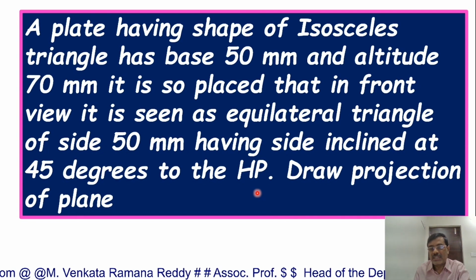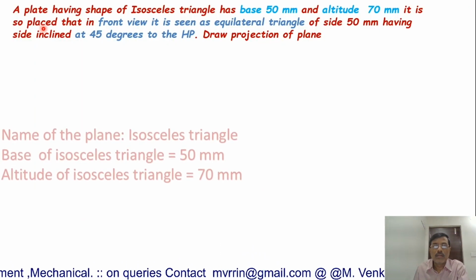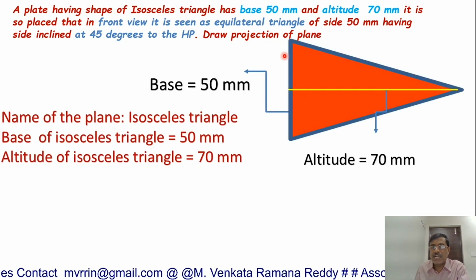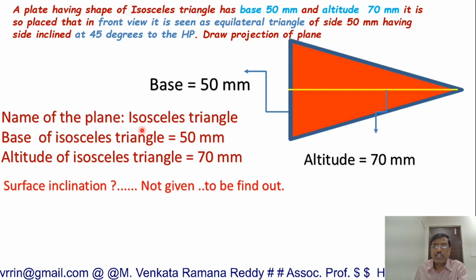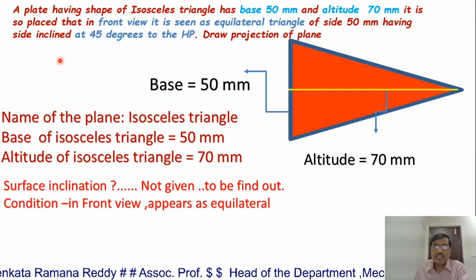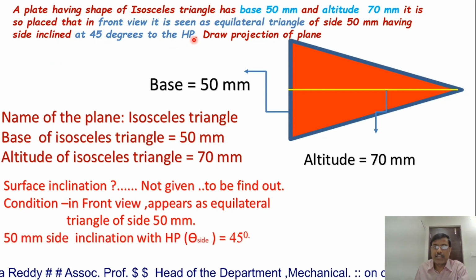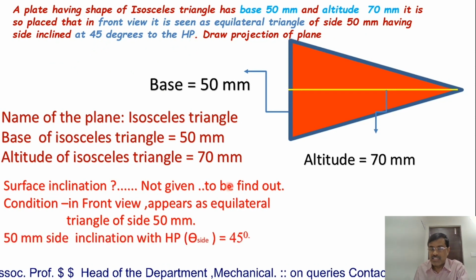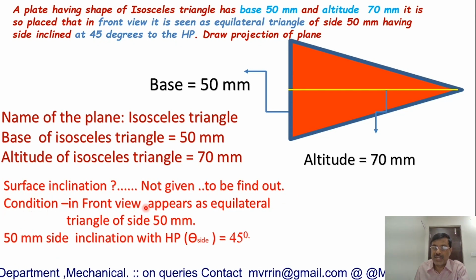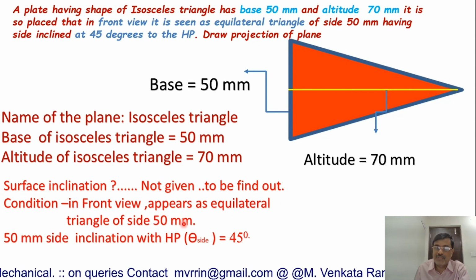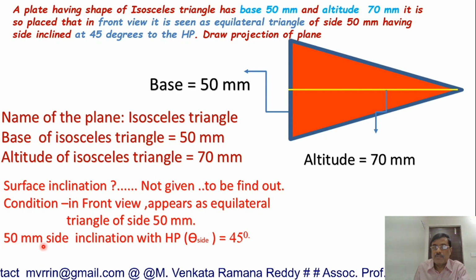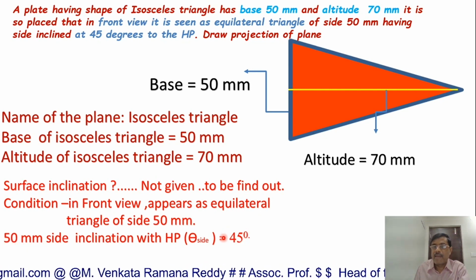Now we will write the data. Name of the plane is isosceles triangular plane, base length is 50 mm, altitude is 70 mm. In addition to that, in front view it is seen as an equilateral triangle of side 50 mm having a side inclined at 45 degrees to the HP. Here the surface inclination is not given. We have to find out the surface inclination, but the condition given in the problem is that in front view it appears as an equilateral triangle of side 50 mm and the side in the VP is to be tilted with an angle of 45 degrees to the HP.